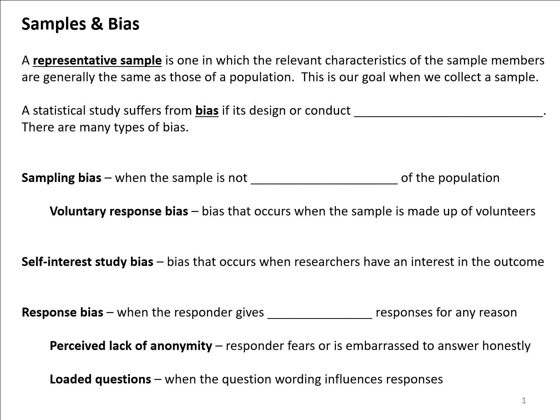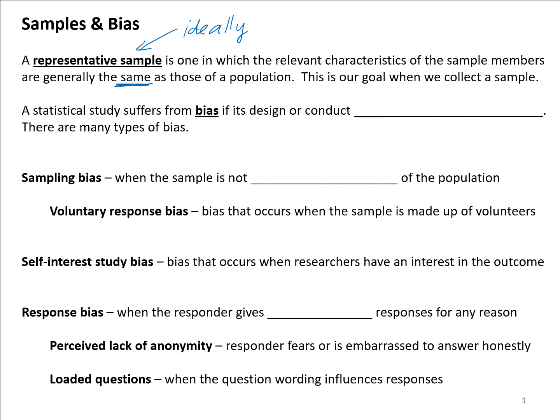Okay, so we've collected a sample. What we want ideally is what we call a representative sample. A representative sample is one in which the relevant characteristics of the sample members are generally the same as those of the population. The idea is we want our sample to mimic the population so that the values we get when we calculate things from the sample are good approximations of that population. So this is our goal when we collect a sample. We want a representative sample.